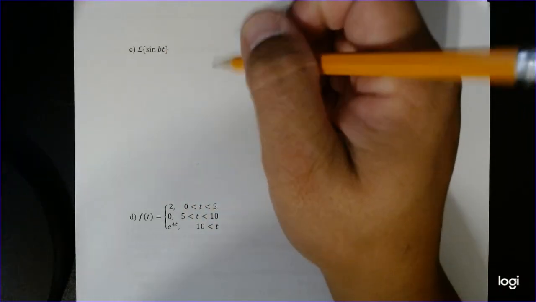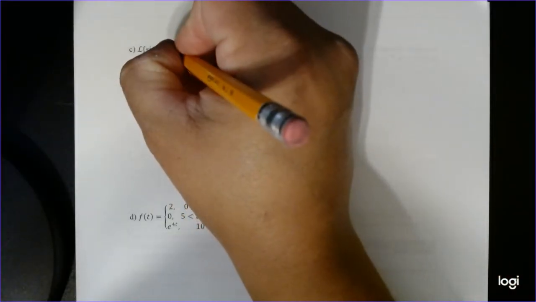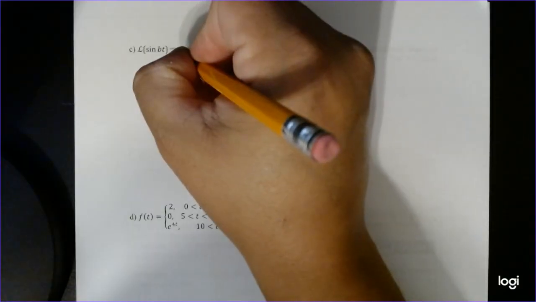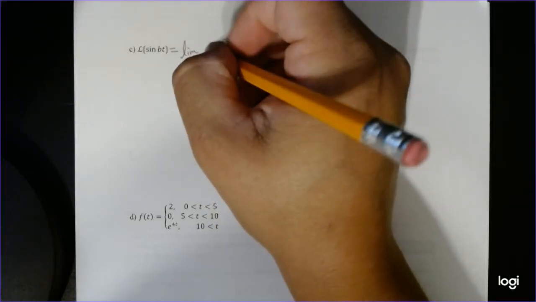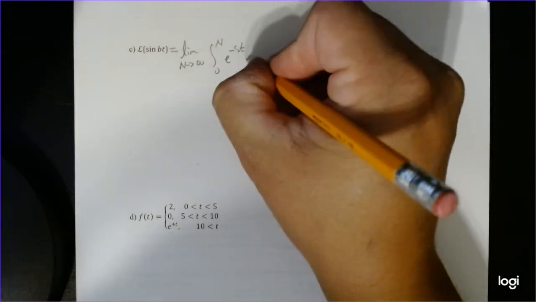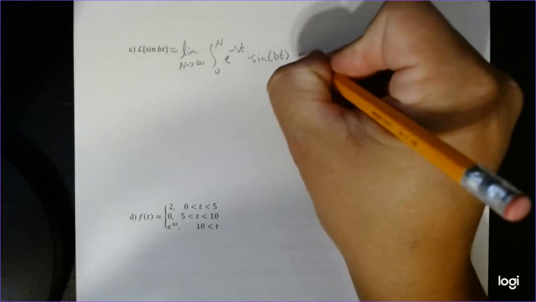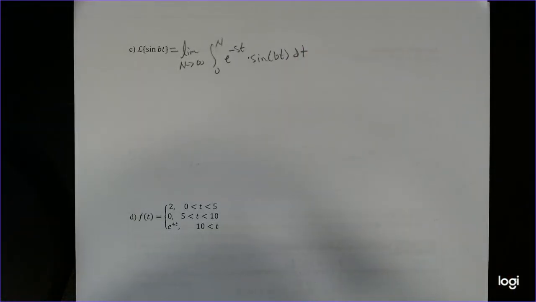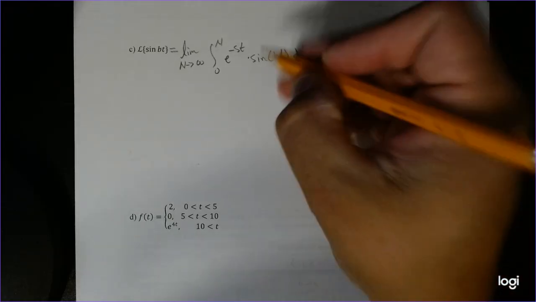But what if we have this now? Okay, sine of bt. Oh boy. Okay. So this is going to equal the limit of n goes to infinity of e to the st times sine bt dt. How lovely, isn't that? Okay, so you have actually no choice but to use integration by parts to do this process.